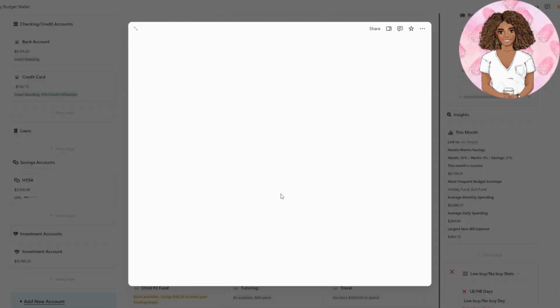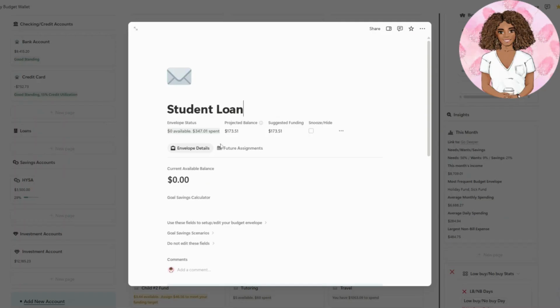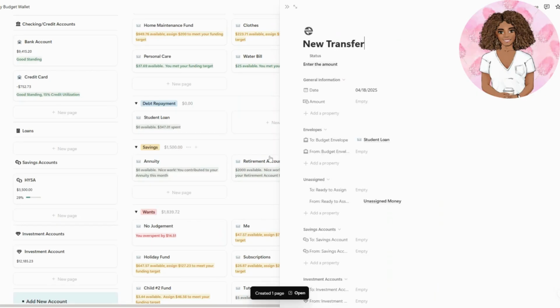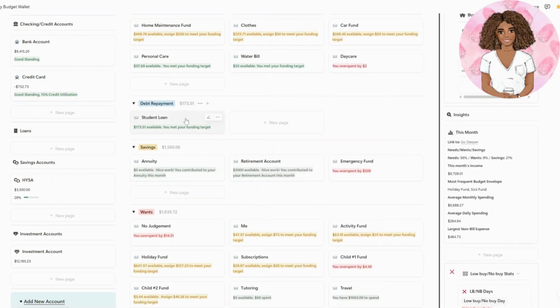Okay, moving on to debt repayment. 173.51. So I'm going to put half. This is the half payment for my student loan. All right.